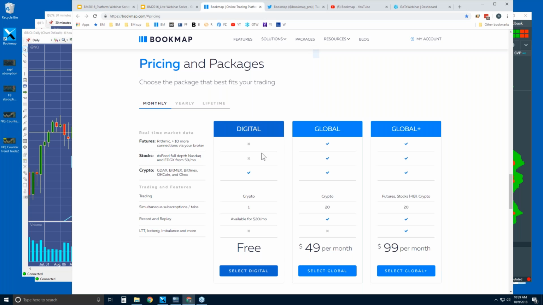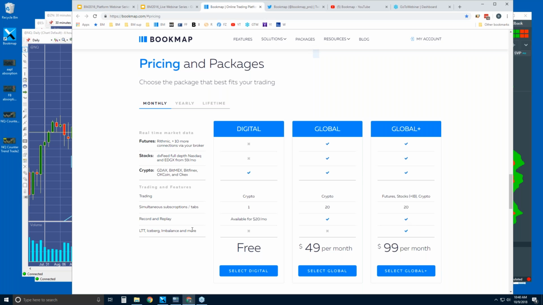Now, the global version gives you connectivity to all three types of markets: futures, US equities, and digital currencies. Just the data is free for the digital currencies, but not for equities and futures. The distinction between Global Plus and Global is our add-on indicators. That's what you get.